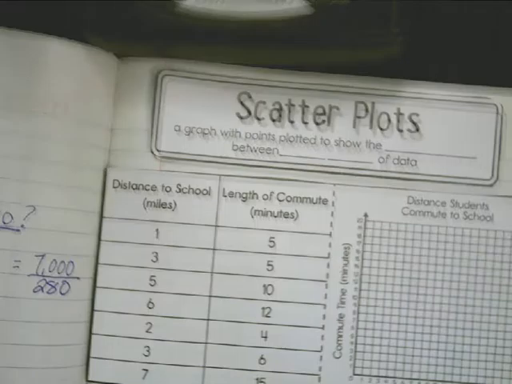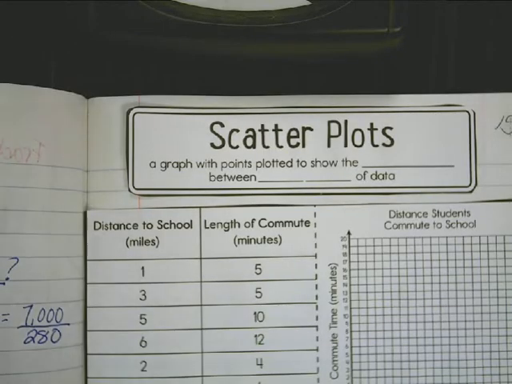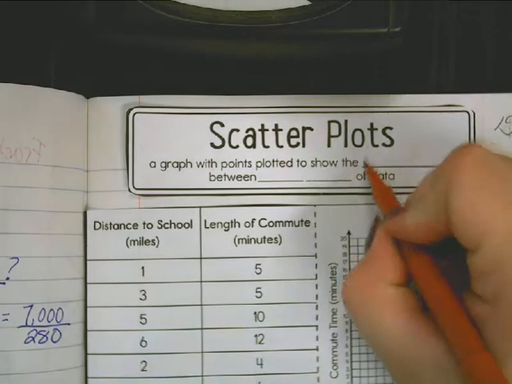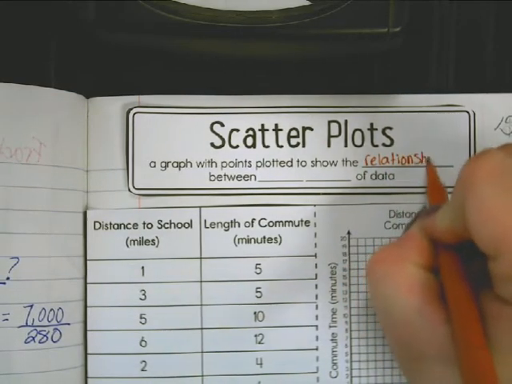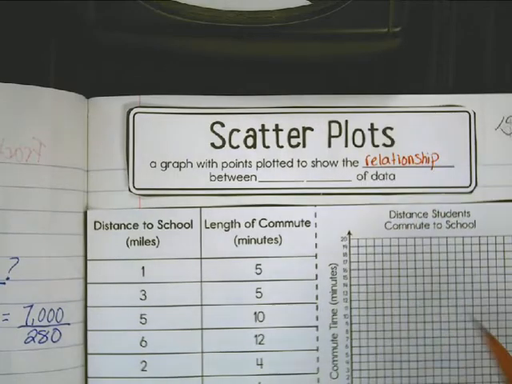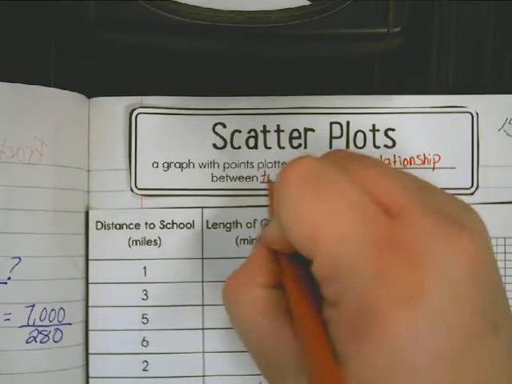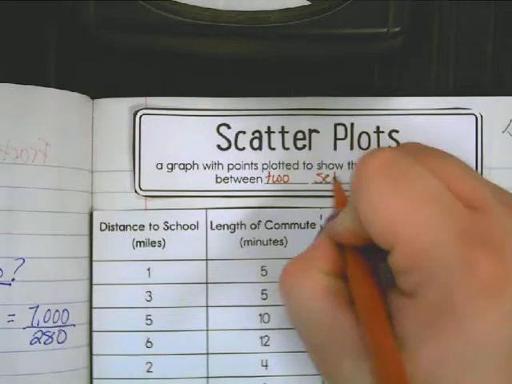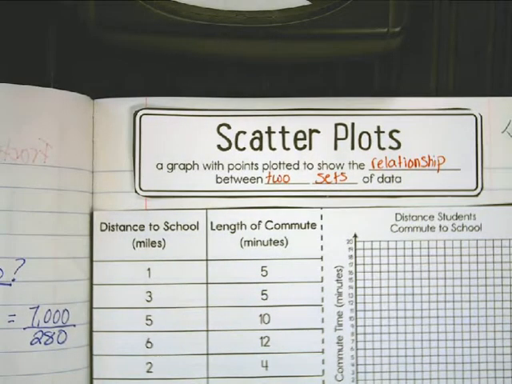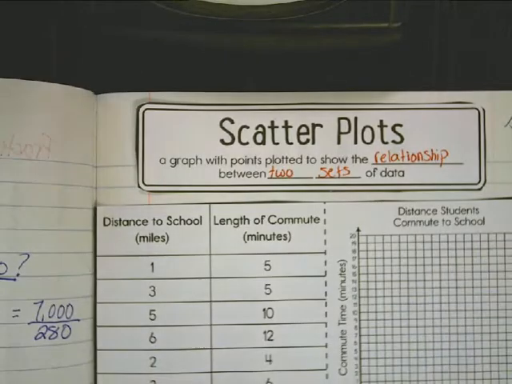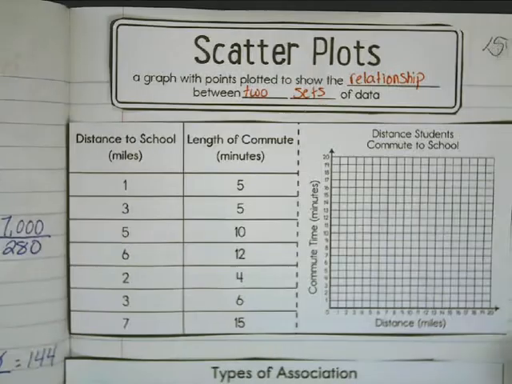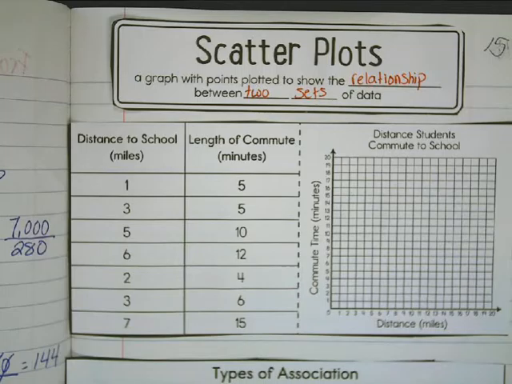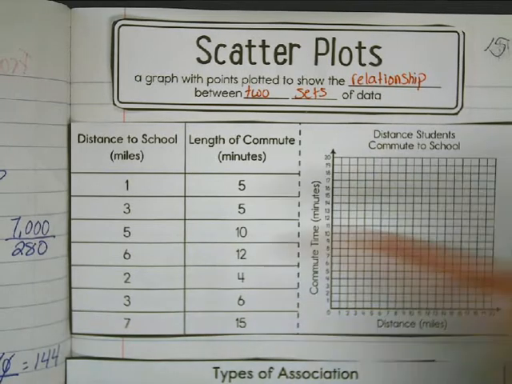Okay, so back at the top, scatter plots. A graph with points plotted to show the relationship between two sets of data. So we're going to construct our scatter plot. So they've already given us the graph, they've already given us the information.